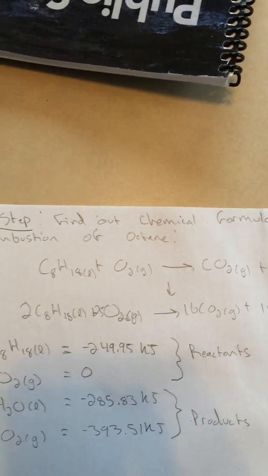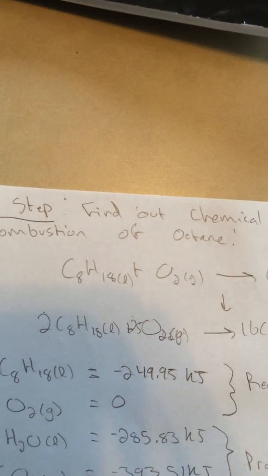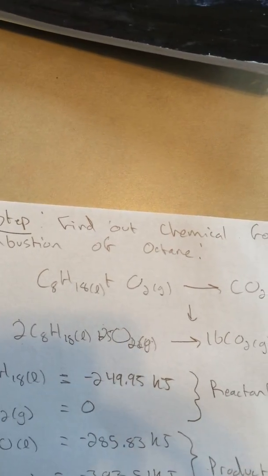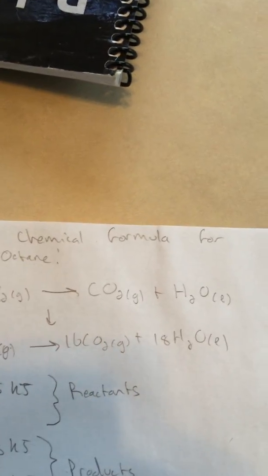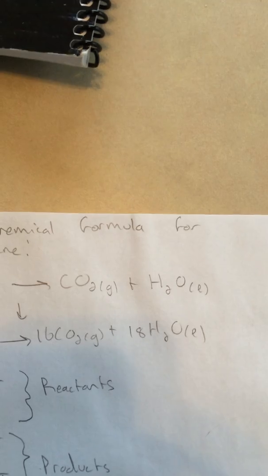So the first step is to find the chemical formula for combustion of octane. Well, actually, it's going to be a chemical equation. We have the formula for octane being C8H18, with a small L in parentheses annotating that it is in its liquid state. It mixes with oxygen gas, O2, and the byproducts of the combustion are carbon dioxide as a gas and H2O as a liquid, or water as we all know it.